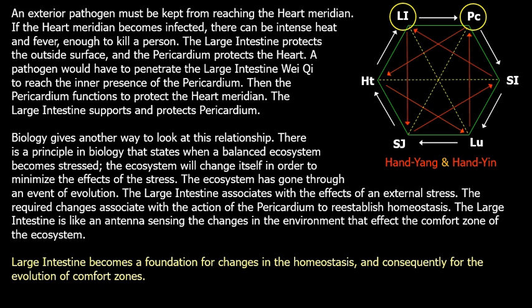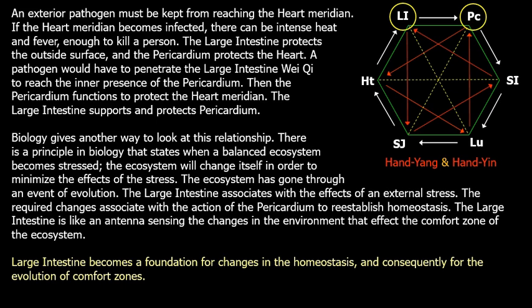An exterior pathogen must be kept from reaching the heart meridian. If the heart meridian becomes infected, there can be intense heat and fever enough to kill a person. The large intestine protects the outside surface, and the pericardium protects the heart. A pathogen would have to penetrate the large intestine Wei Qi to reach the inner presence of the pericardium. Then the pericardium functions to protect the heart meridian. The large intestine supports and protects pericardium.